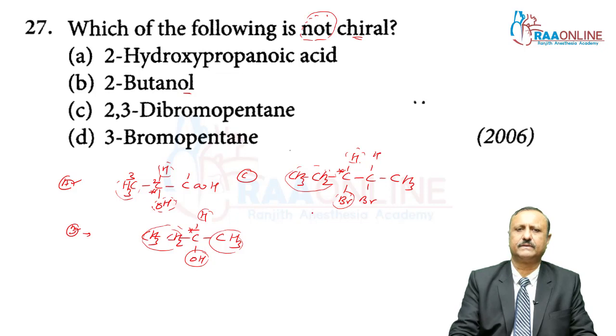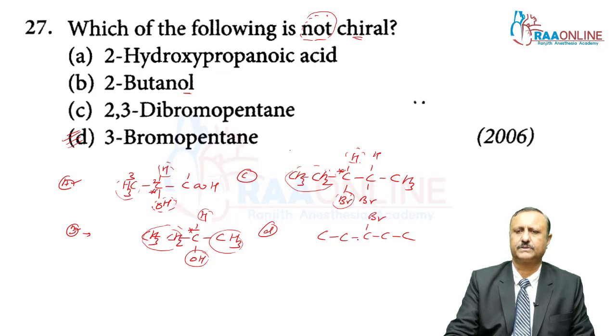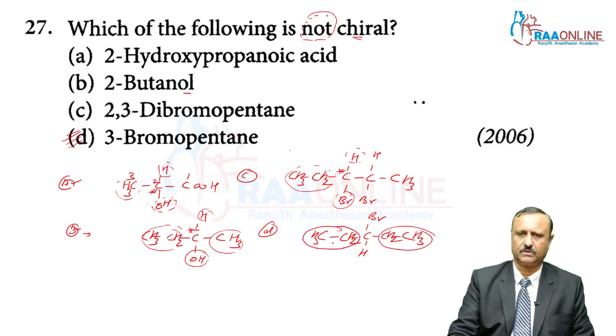Now, we can see this is the answer because only one option is there, and you can write the structure of this pentane: 1, 2, 3, 4, 5. Br group is present. Here H. Here you can get the same groups, that is ethyl groups. So, my dear students, this is the answer because the same groups are present. So, it is not chiral.